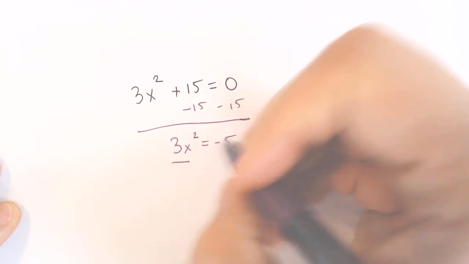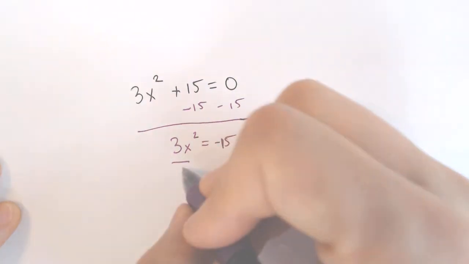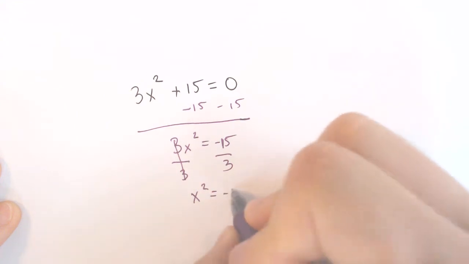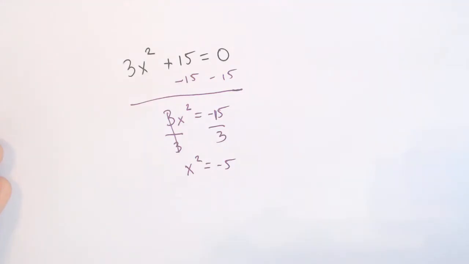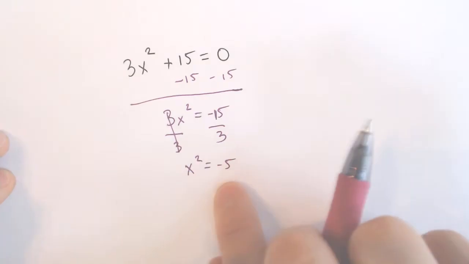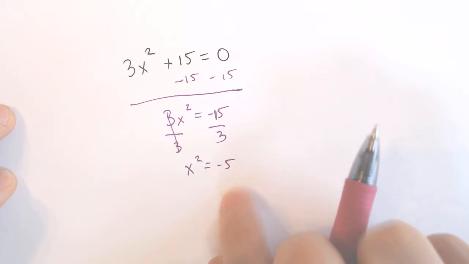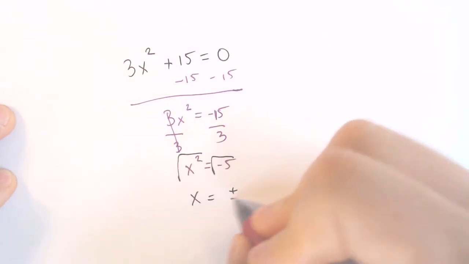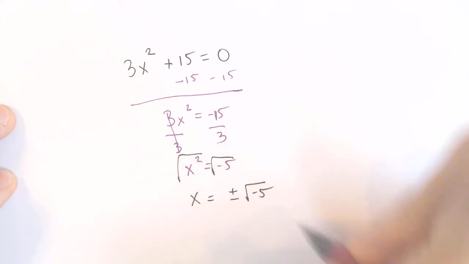If we divide by 3, you get x squared is equal to negative 5. And then once it's an x squared equals a number, you just square root. That's all you do. You square root. X would equal plus or minus the square root of negative 5.